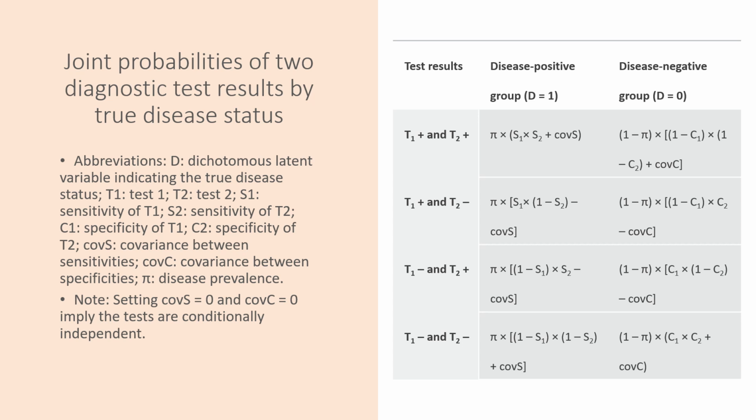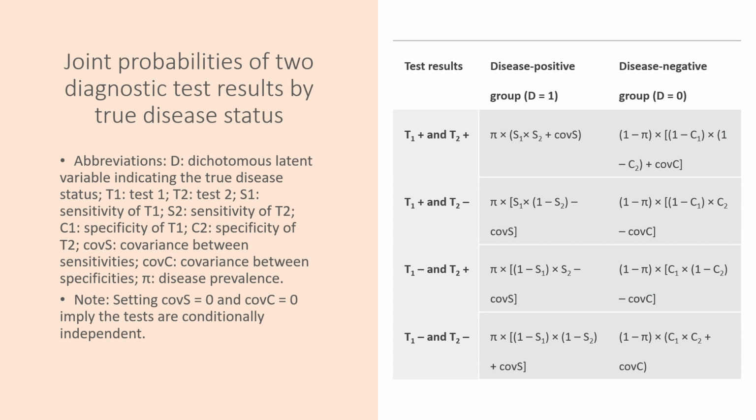Let S1 and S2 denote the sensitivities for test 1 and test 2, respectively. For the disease-positive group, the probability of positive results in both tests is increased by an amount, covariance S, when two tests are correlated, compared with the conditional independent case. One can calculate that the probability of one positive and one negative result is decreased by covariance S, and the probability of negative results in both tests is increased by covariance S.